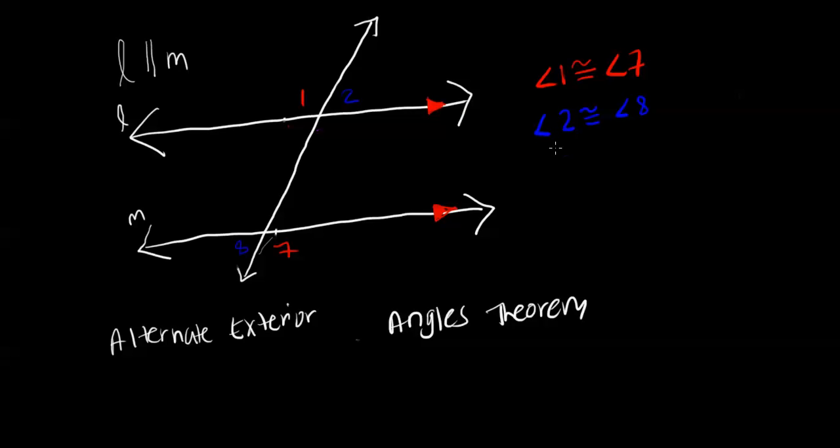And alternate, so 1 and 7 are on alternate sides of the transversal. So 1 and 7 are going to be congruent, and angle 8 and angle 2 are going to be congruent also. Keep in mind that all of these theorems and postulates only work when line L and M are parallel to each other.